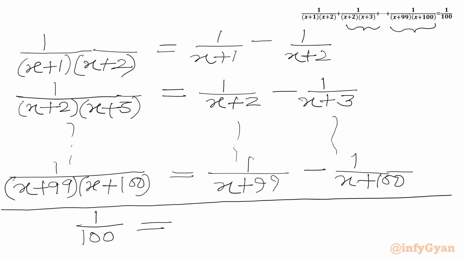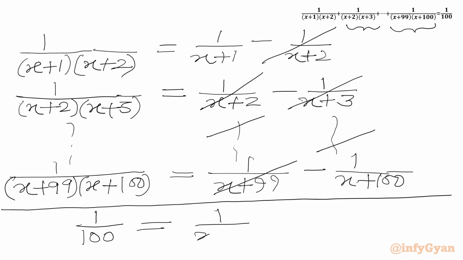equal to, in RHS, we can cancel minus 1 over x plus 2 with plus 1 over x plus 2. Minus 1 over x plus 3 will cancel plus 1 over x plus 3, which is written in the next equation. Similarly, we will cancel 1 over x plus 99 with minus 1 over x plus 99. So only two terms will be there in our right hand side. 1 over x plus 1 minus 1 over x plus 100.